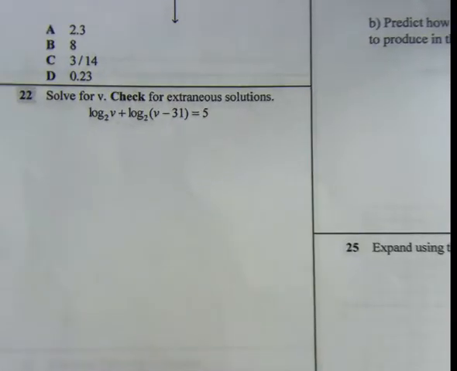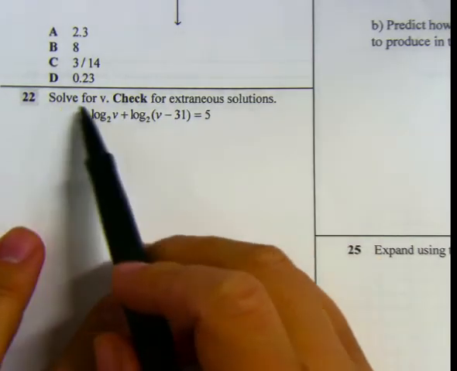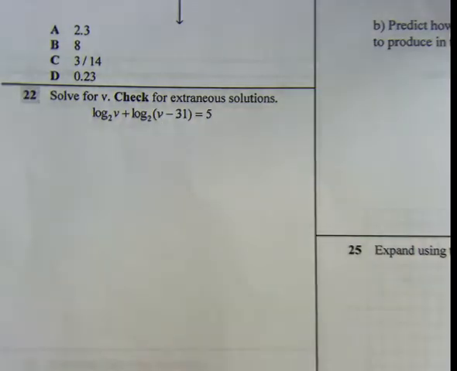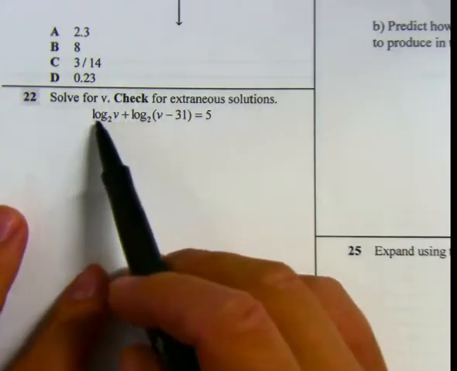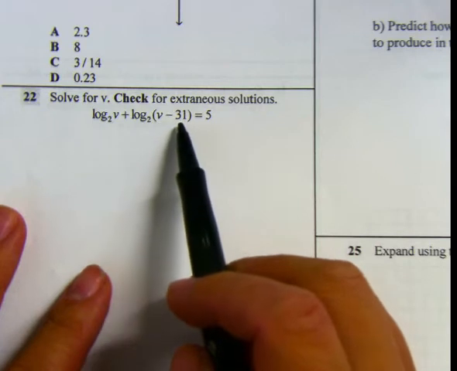Okay, so to solve number 22 on the first open response of chapter 6, I have something like this. Solve for v, okay? Don't forget to check for extraneous solutions whenever they ask to. So here, I have log base 2 of v plus log base 2 of v minus 31.